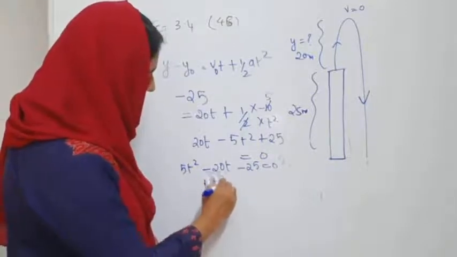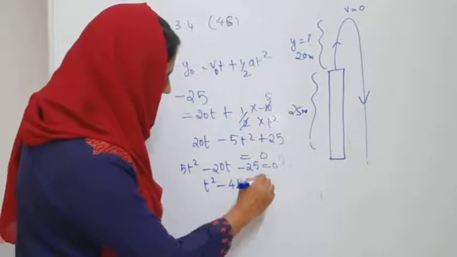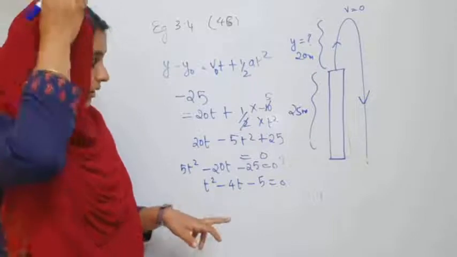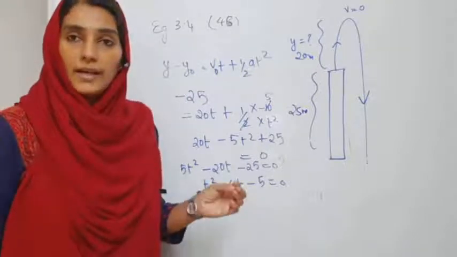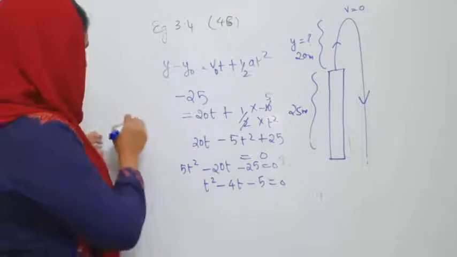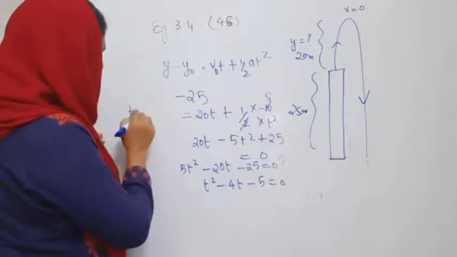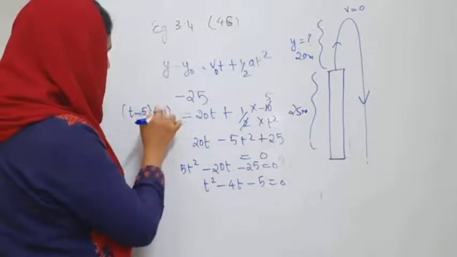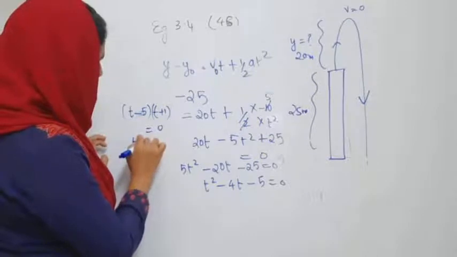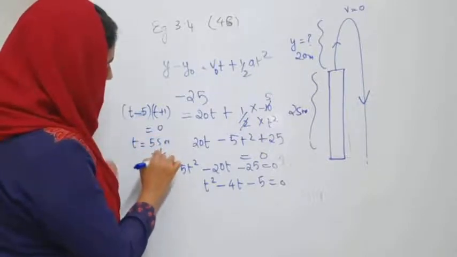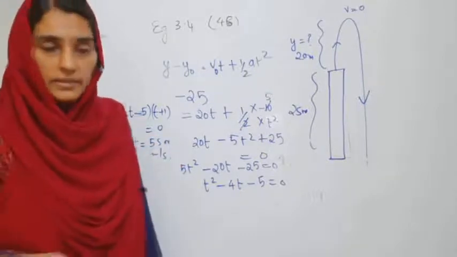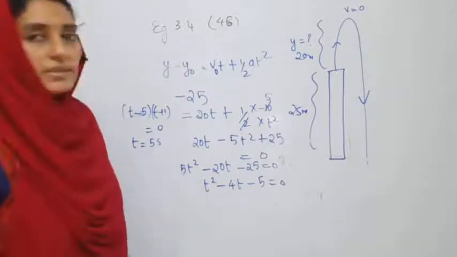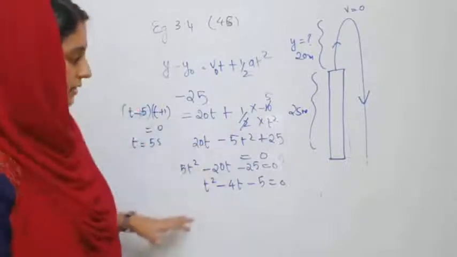So it is t square minus 4t minus 5 is equal to 0. So the product is minus 5 and the sum is minus 4. So you can think of the case when it is minus 5 into plus 1. Okay, so we have t minus 5 into t plus 1 is equal to 0. So that gives t is equal to 5 seconds or minus 1 second. But we cannot have a negative value for time. So we can skip the second part and take the total time taken for this journey as 5 seconds. I hope you have understood this kind of solution.